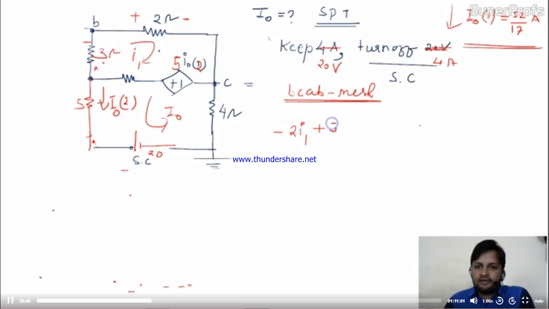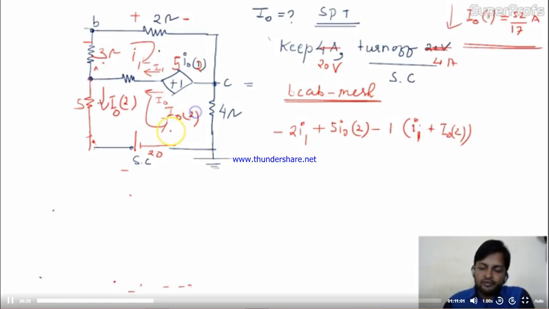Plus 5 I naught 2. Okay, fine. Here minus I1 in this. See, I assume this current in this way. So this current I naught is going this way, I1 is also coming this way. So both added, I1 plus I naught 2, I gave the name I naught 2. Is it okay?